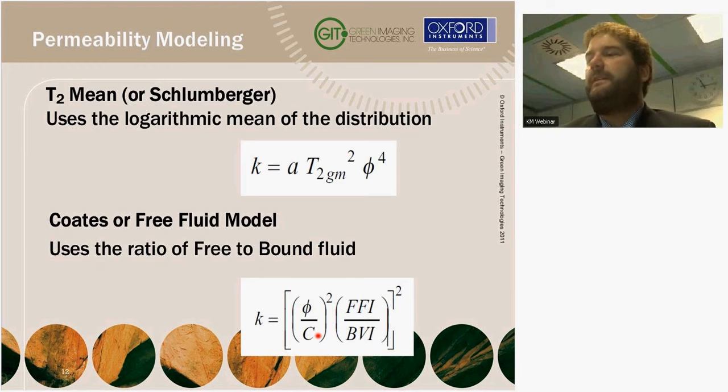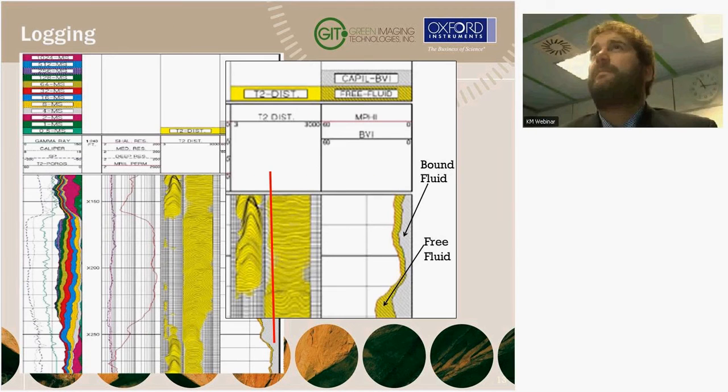In reservoirs, what we're able to do is divide this into free and bound fluid using a cutoff. If we have the coefficient, we can derive permeability. And again, we'll do laboratory measurements to refine those values for particular reservoirs. In my experience, this first one works typically only in gas fields. When there's more than one fluid, the free fluid model tends to work better. But that's not always true.